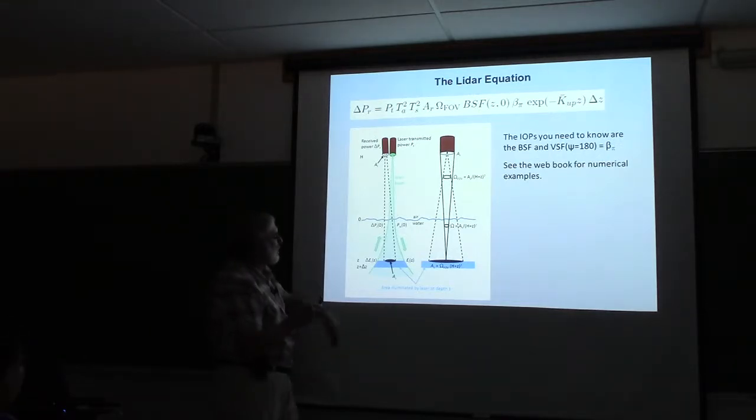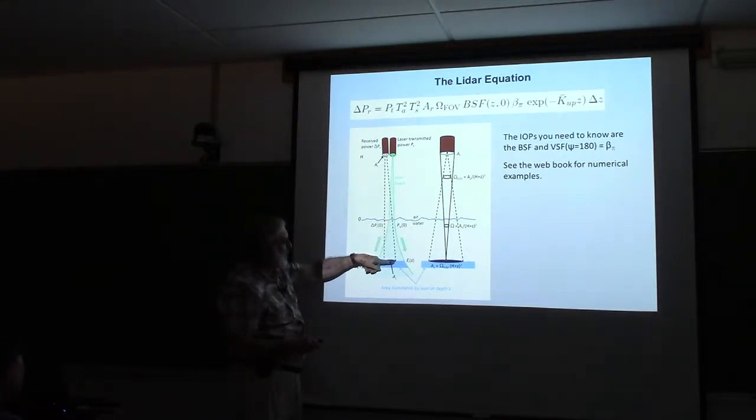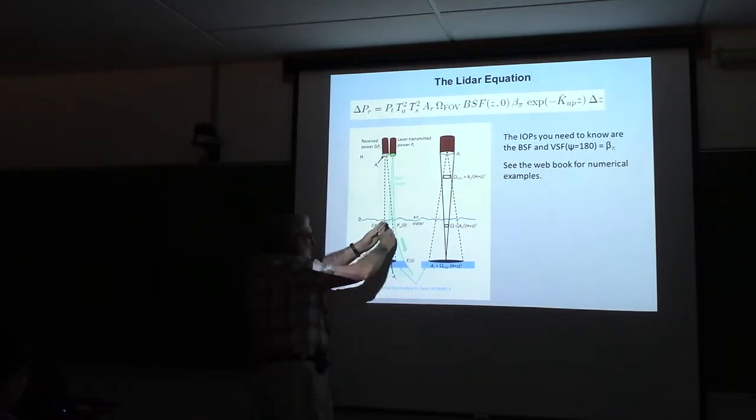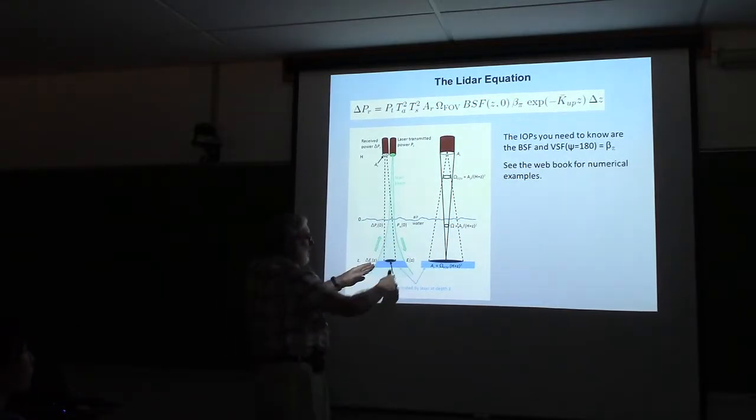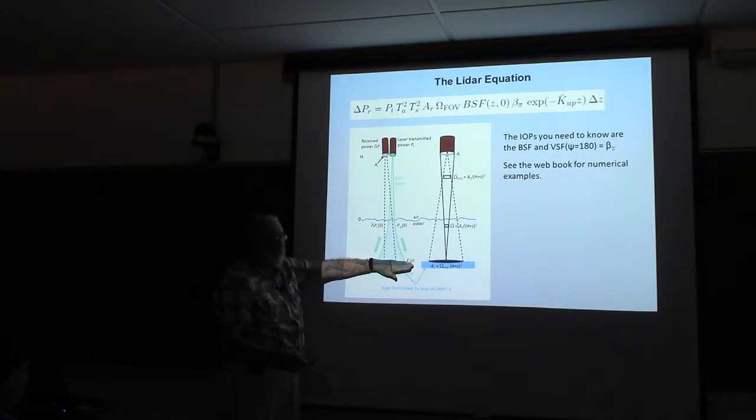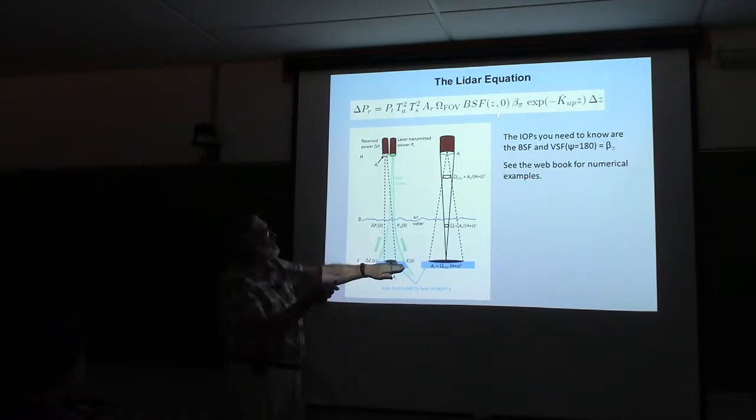Beam spread function between depth 0 and my target is going to tell me how the beam spreads out and eventually makes an irradiance down here. So I need to know the beam spread function. And I'm looking straight down, so the angle's theta, but there's the depth.